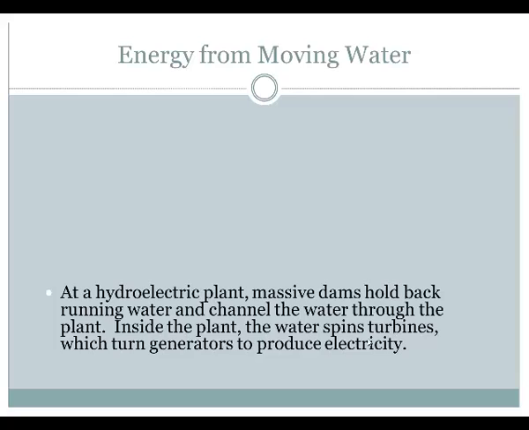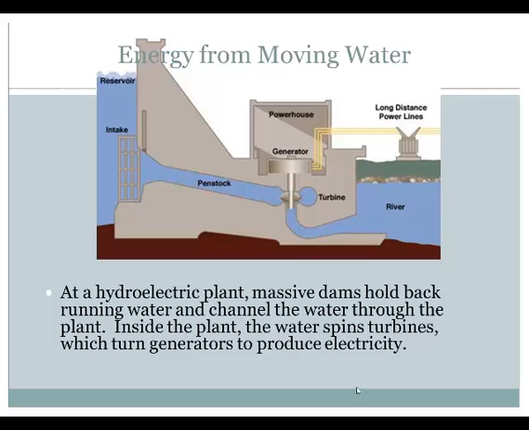At our hydroelectric plant, massive dams hold back running water and channel the water through the plant. Inside the plant, the water spins turbines, which generate electricity. So you can see in this picture here, right here is where the reservoir would be. The dam is created. This is called a penstock, and there's usually an intake that is gated off in some way so that you aren't getting fish or other things that end up all the way down inside of the turbines. But water just basically flows down this penstock, comes in contact with the turbine, spins the turbine. Excess water is just then sent right out into the river below.